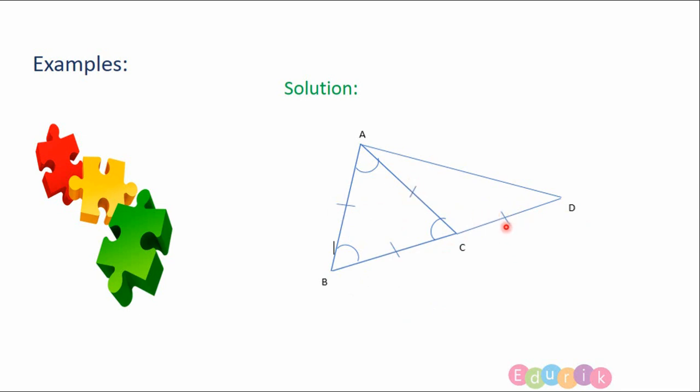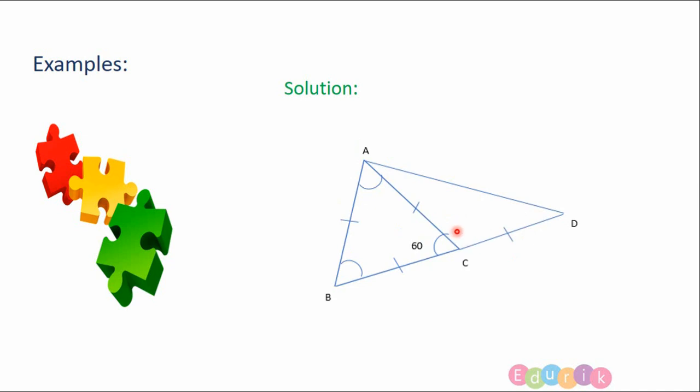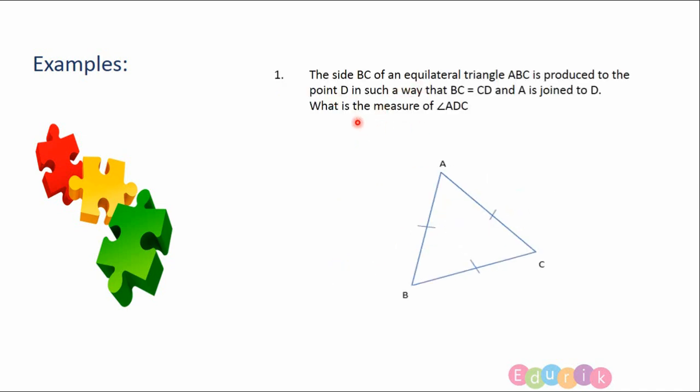Try to understand what I am saying here. I am saying that BC equals AC and BC equals CD. So AC equals CD. If AC is equal to CD, this triangle ACD is an isosceles triangle. So in this triangle, this angle will be equal to this angle. These two sides are equal, and we have studied about an isosceles triangle that the two opposite angles will be equal.